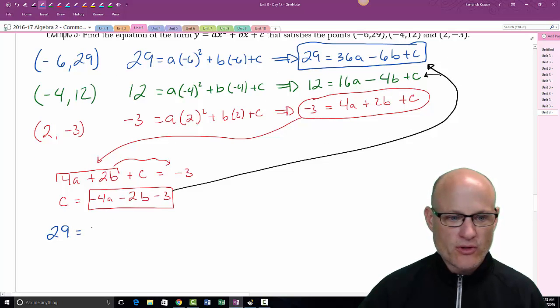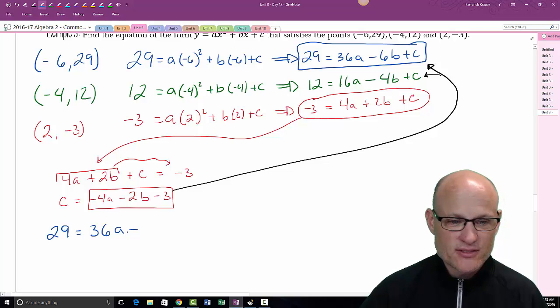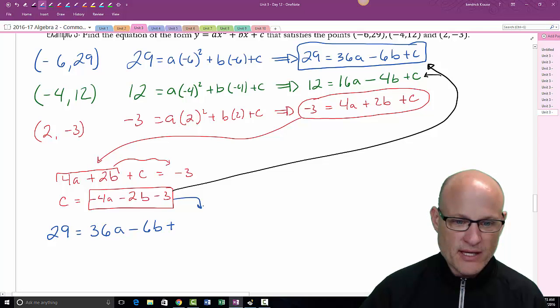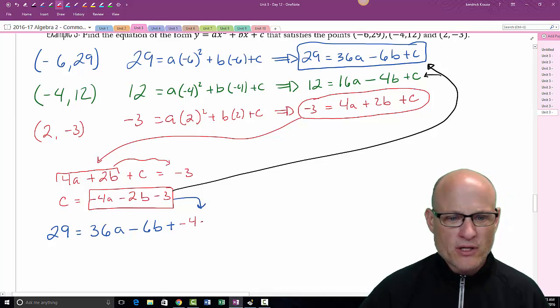29 equals 36a minus 6b plus this mess. So let me put that in red. -4a minus 2b minus 3. Let's clean it up. I'll do it right here below.